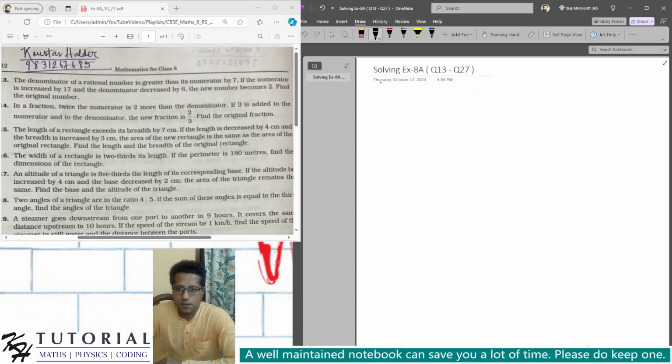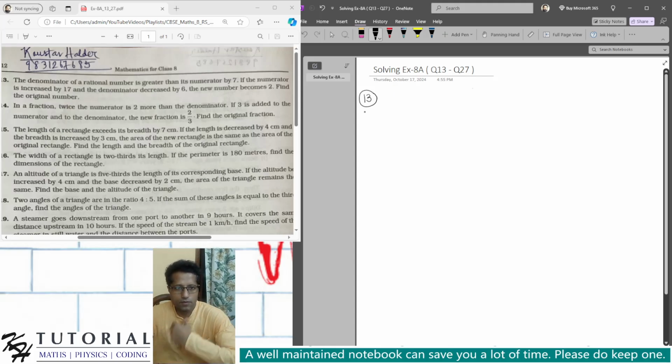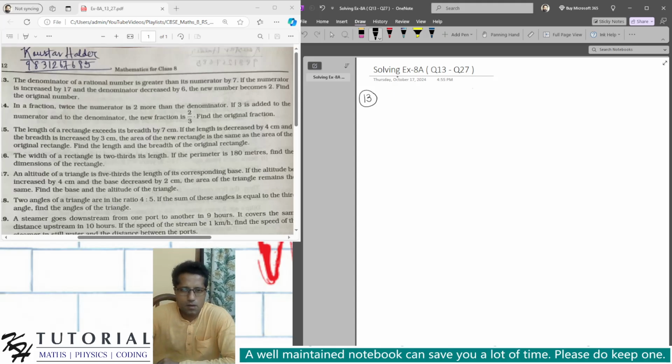Problem number 13. The denominator of a rational number is greater than its numerator by 7. If the numerator is increased by 17 and the denominator decreased by 6, the new number becomes 2. Find the original number.